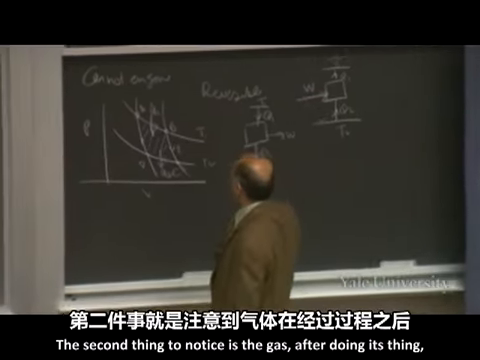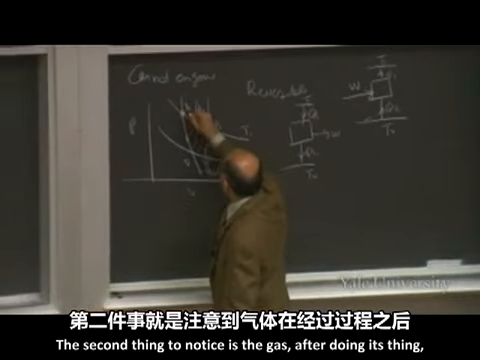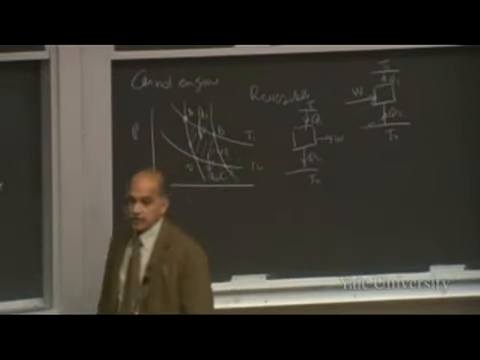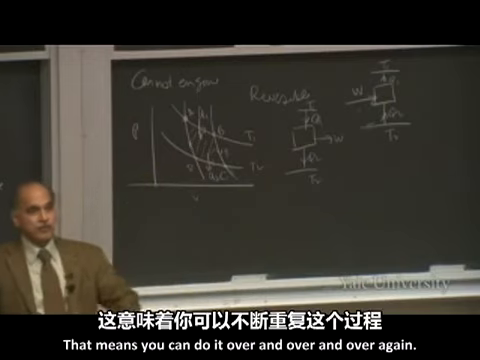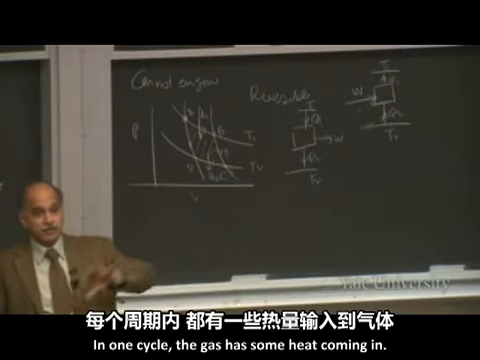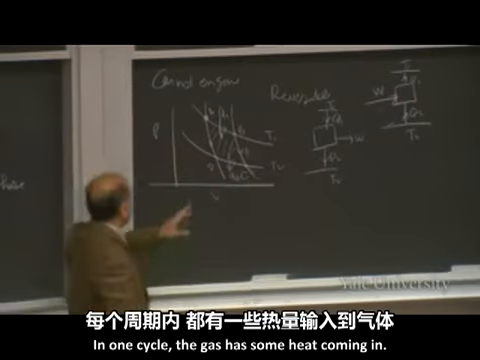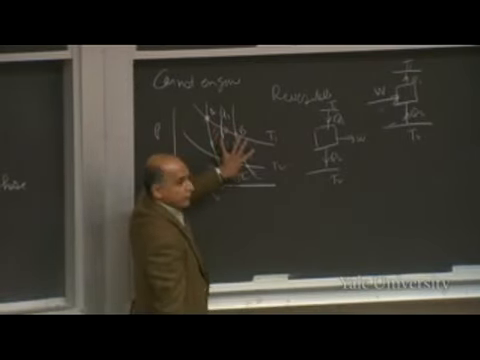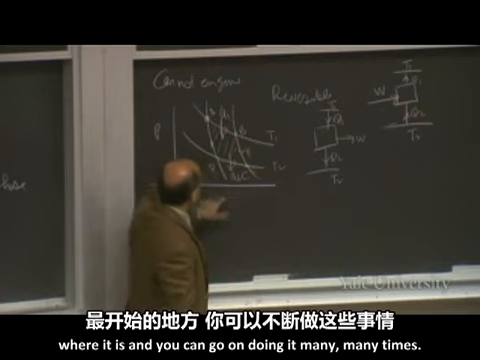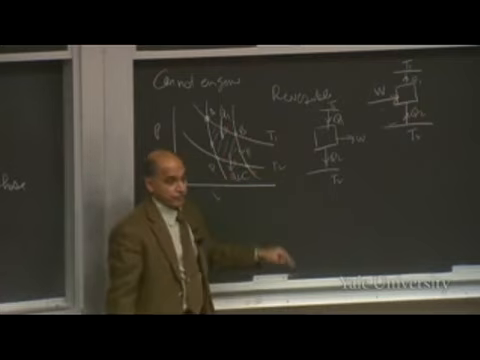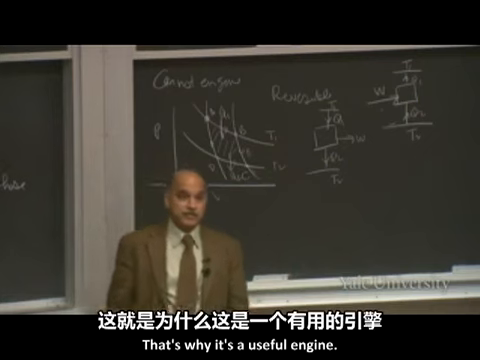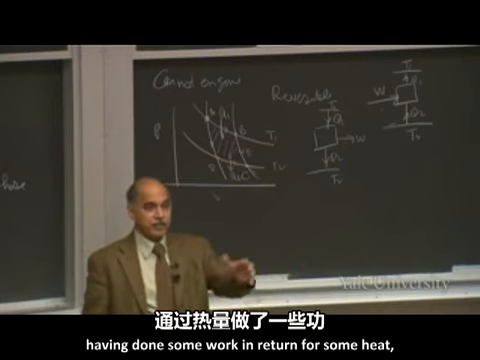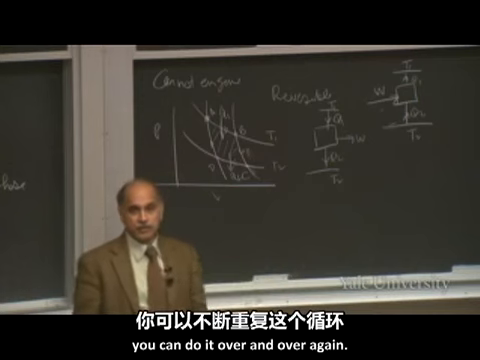The second thing to notice is the gas, after doing its thing, comes back to the starting point. That means you can do it over and over and over again. In one cycle, the gas has some heat coming in, Q1, heat rejected Q2, some work done W, and it comes back to where it is, and you can go on doing it many, many times. That's why it's a useful engine. If the substance returns to the starting point, having done some work in return for some heat, you can do it over and over again.